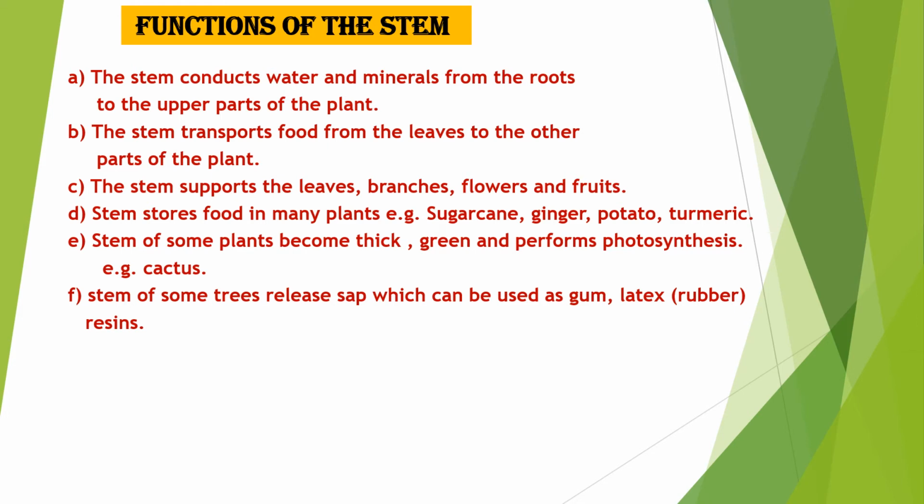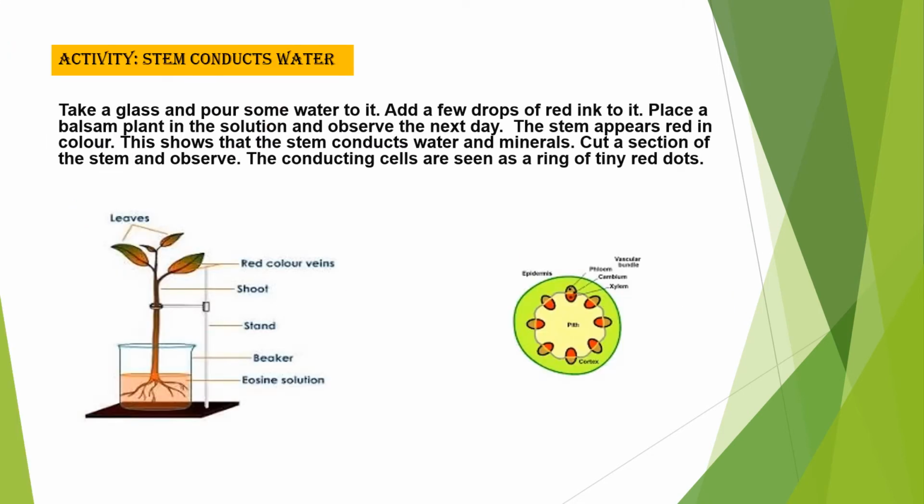Now let us perform an activity to support the fact that stem conducts water. What is the activity you can perform? We have to take a beaker, a container, pour some water into it, add a few drops of any coloring material. It could be red ink or eosin stain or any red or blue coloring substance to the water just to see the water running through the plant. Place a balsam plant in the solution. Balsam plant is kashitumba, which you call in your local language.